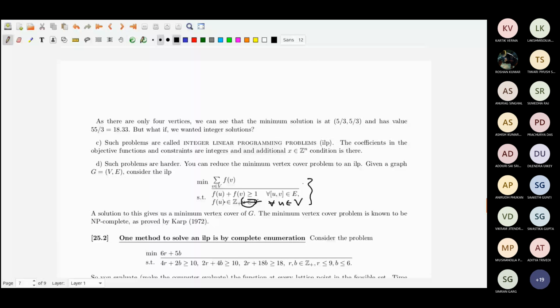So solving this integer linear programming problem and finding an algorithm for it is not possible as of now. That is what is understood till now, unless somebody proves that NP and P are the same or something like that. Anyway, in the absence of that, what do people do?